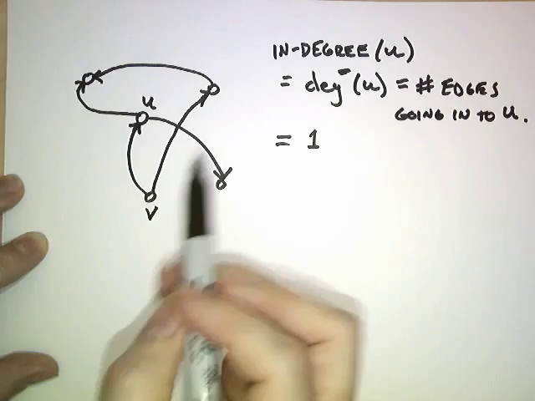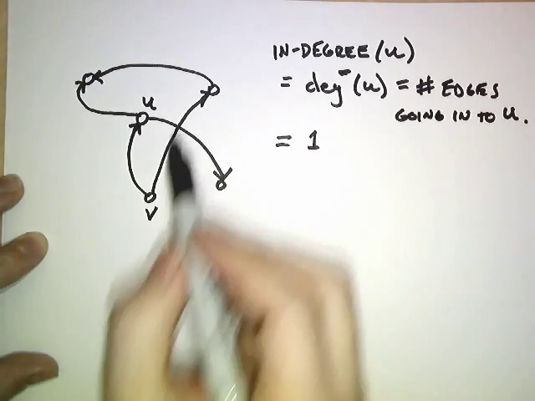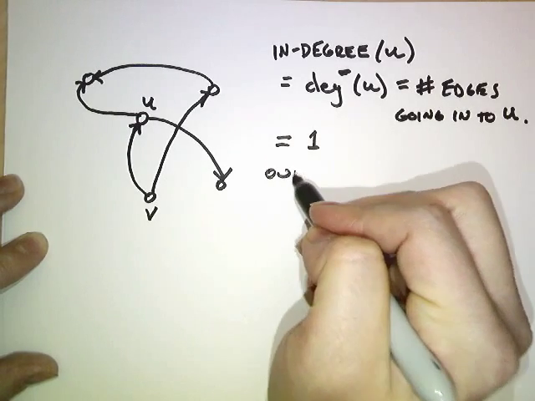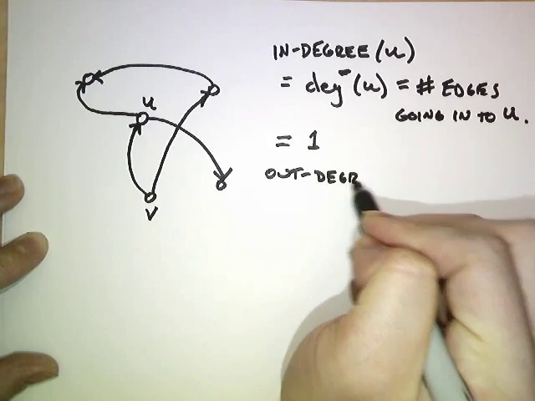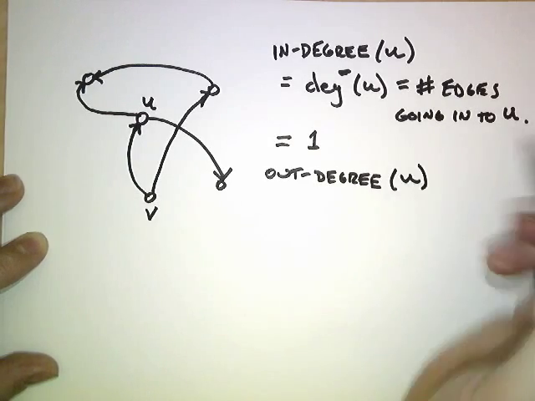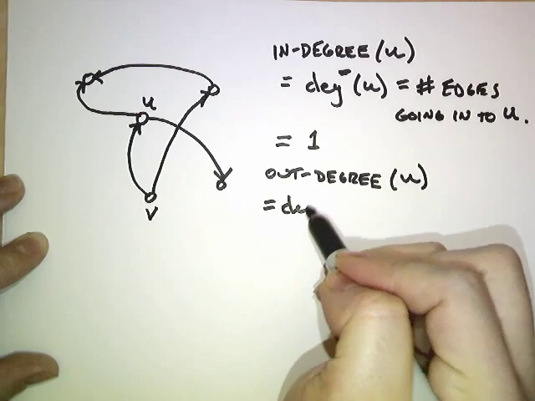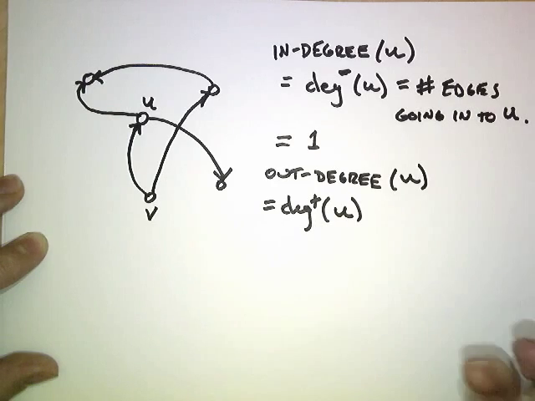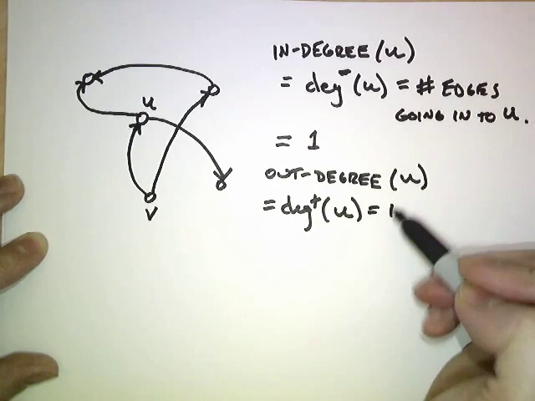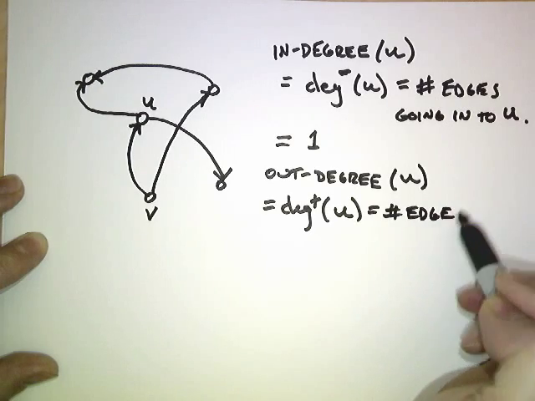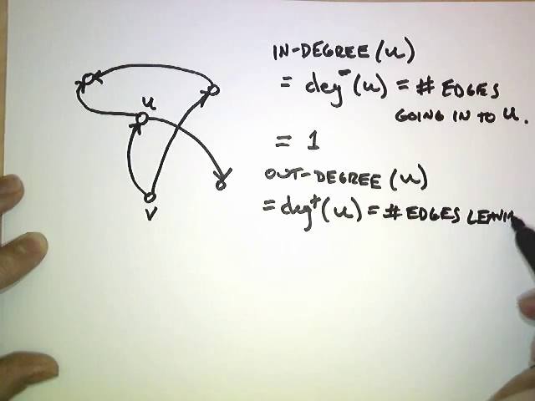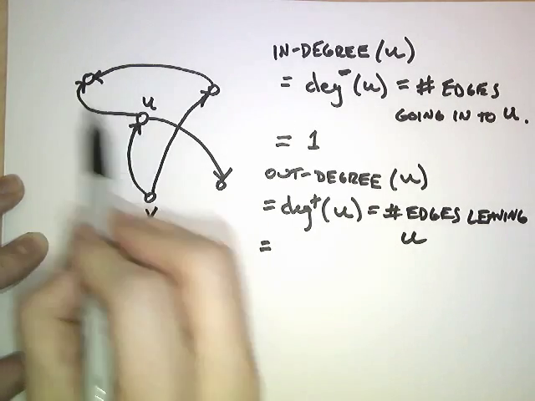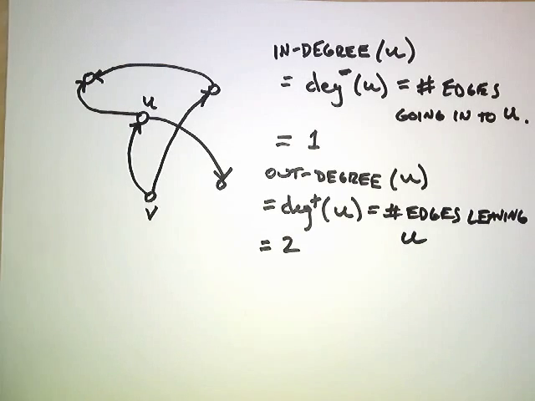I'll call this vertex V. So there's one edge going from V to U. No other vertices are pointing into U. The in degree is 1. And then we also have something called the out degree of a vertex. And this is equal to the number of edges going out of U. It's abbreviated degree plus of U. And as I said, it's the number of edges leaving U. So in this case, it would be, let's see, 1, 2, 2.